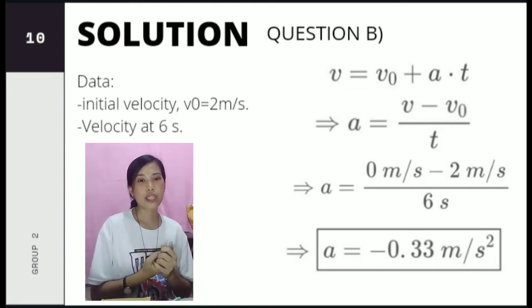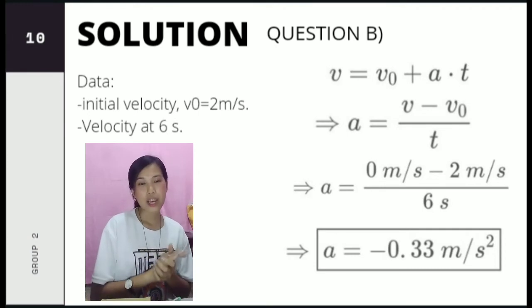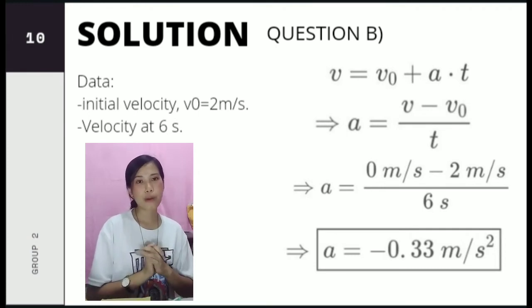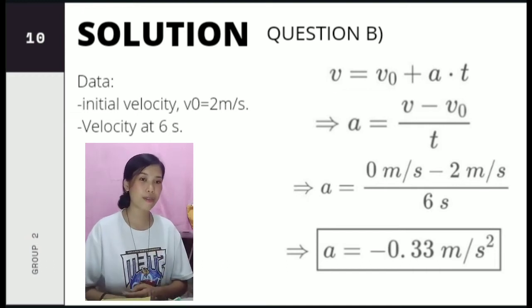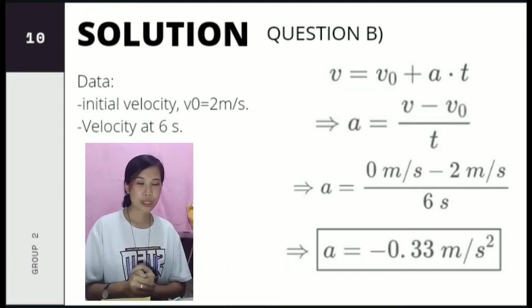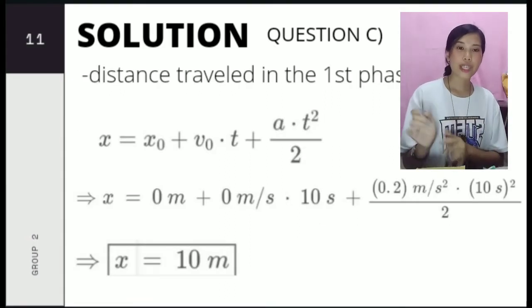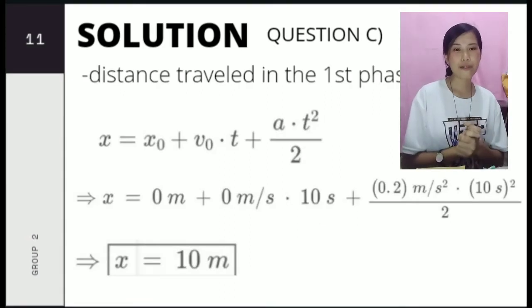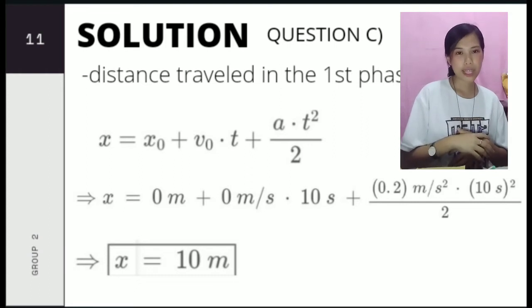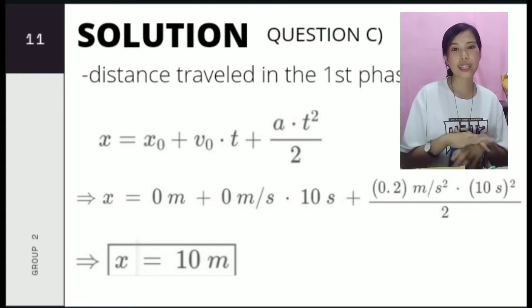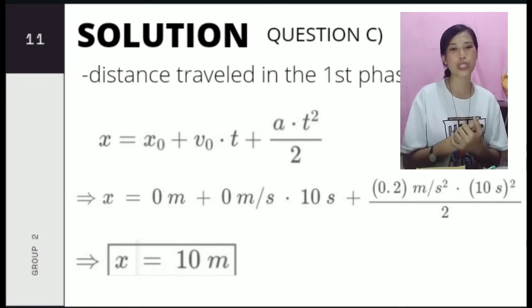Applying the same equation as in question A, we put the formula and then substitute everything, and that gives us negative 0.33 meter per second squared, since we are asked for the acceleration in the second phase. And then, to get the second phase, we have the formula inputted, substitute everything, and that leads us to x equals 10 meters.